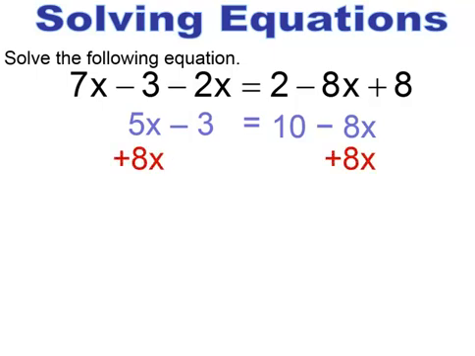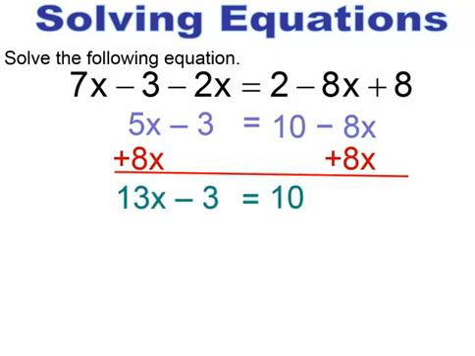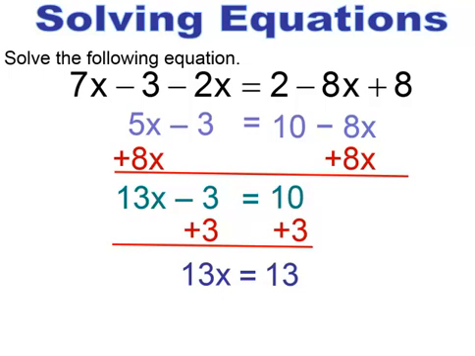I'm choosing to move the 8x over to the 5x. It's minus 8x, so I have to add it over. And I'm left with 13x minus 3 equals 10. And now it's a two-stepper. I'm adding 3 to both sides. Then I'm going to divide through by 13. And I get my x equals 1.